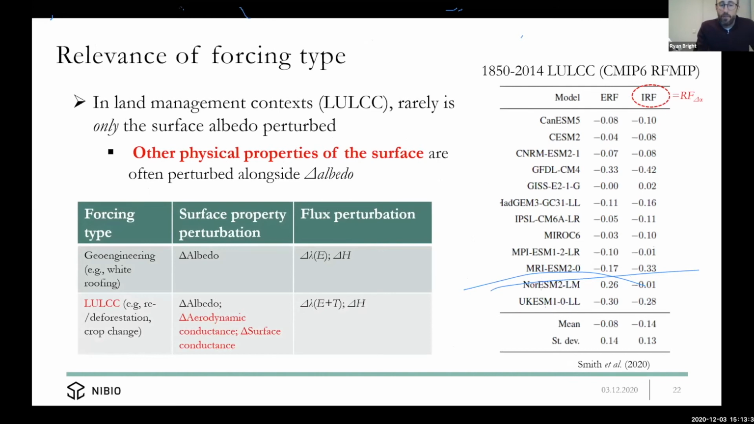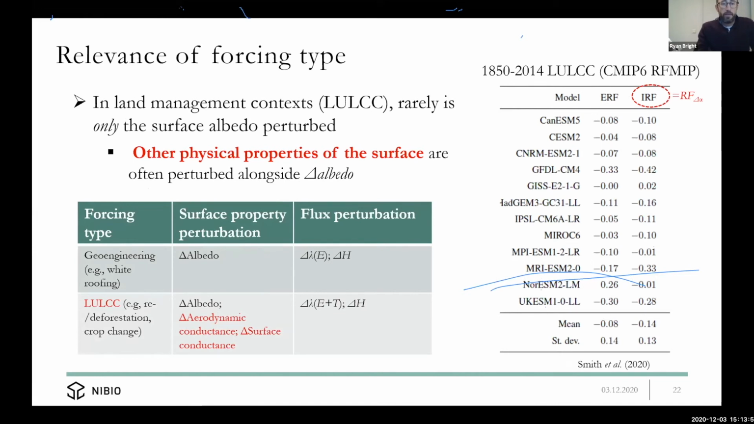But this is a workshop about land sector activities, not geoengineering. So where most actions lead to concomitant perturbations to other physical properties like surface and aerodynamic conductances, which affect the partitioning of turbulent heat fluxes and thus further convolute the forcing picture.